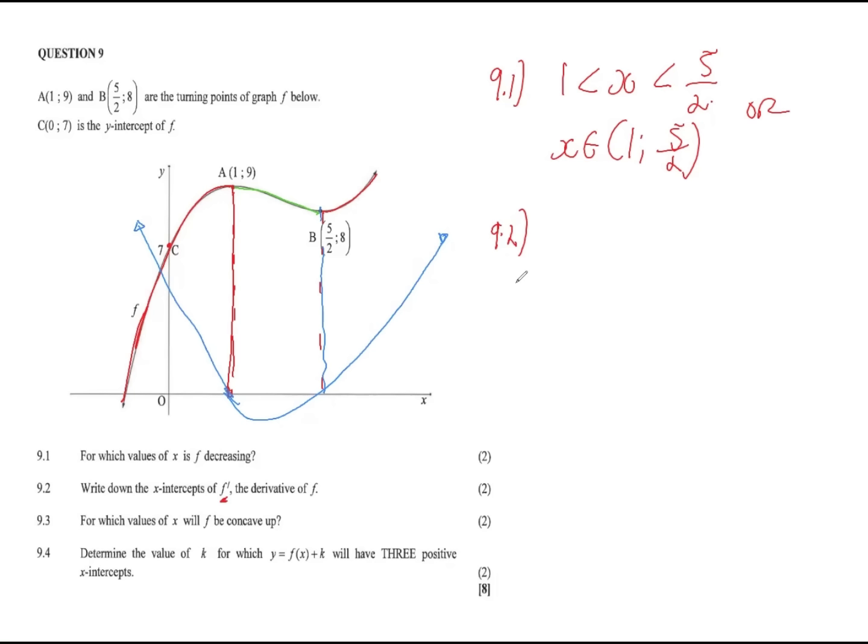Now, that means our x-intercepts would have to be what? If this point is here, that's (1, 0). And then this point over here, that's (5/2, 0). Then we are done just like that. Okay, then for which values of x will f be concave up?